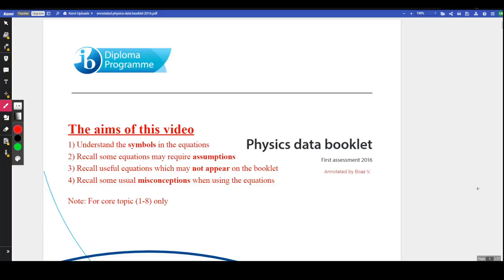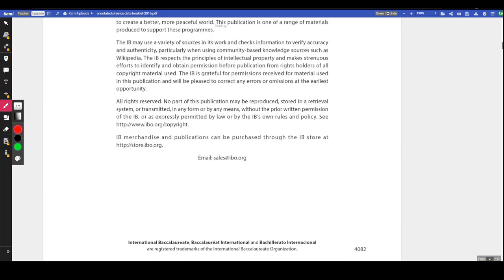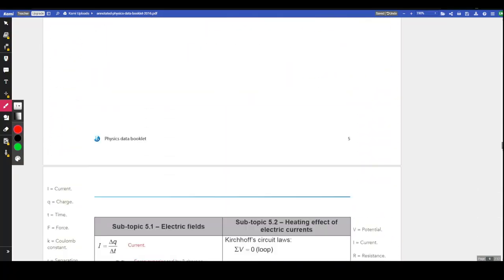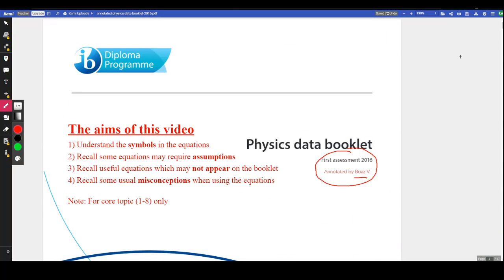As you can see here, the first thing is I'll try to go through each symbol with you. In fact, you may find this file on the internet if you simply search "Physics Data Booklet annotated". Thanks to this person, sorry, I don't know how to pronounce your name, you can see that in the later part, most of the symbols are annotated already. However, with all due respect, some of the annotation is not completely correct. So I'll try to point out something you need to pay attention to.